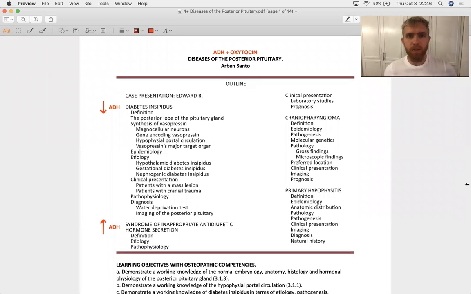Hello. Let's talk about the posterior pituitary gland. The posterior pituitary is called the neurohypophysis, and it's called so because it's derived from brain tissue, neuro, and then hypophysis, essentially referring to the pituitary itself. Two hormones are produced in the posterior pituitary that are not made anywhere else in the body, and those are vasopressin, also known as antidiuretic hormone, and oxytocin, the love hormone.